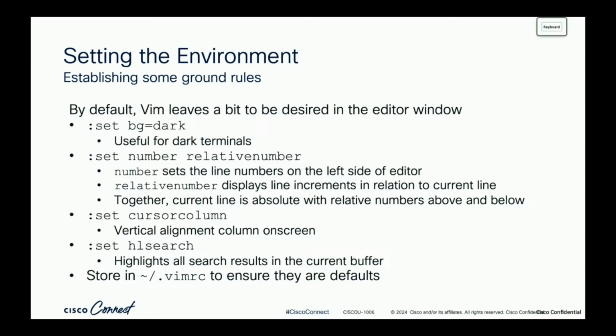Cursor column is a really handy tool that gives me a vertical highlighted line showing where my cursor is, so I can make sure all my indentation is perfect. HL search says highlight all search results in the current buffer. So I will set that. We won't see that until later on, but I'm going to set both of these things.